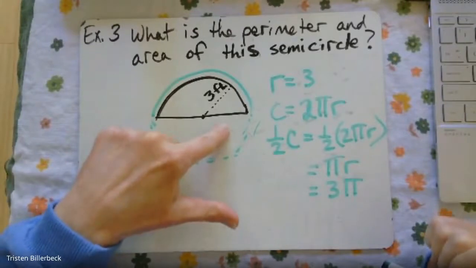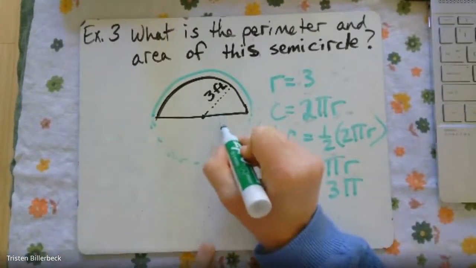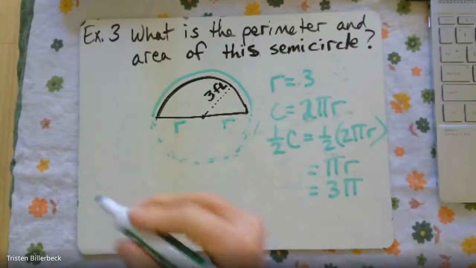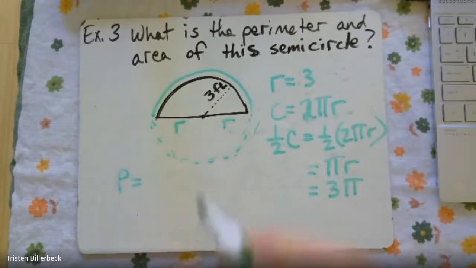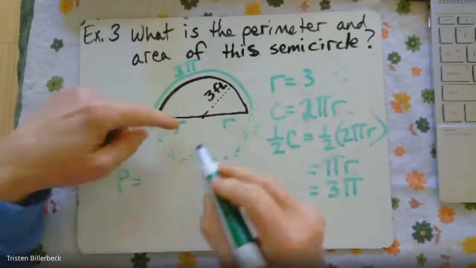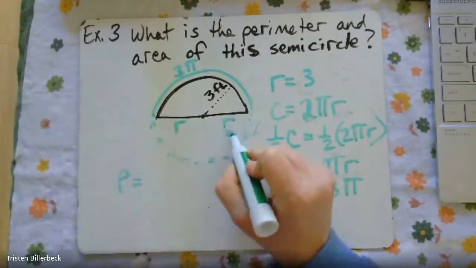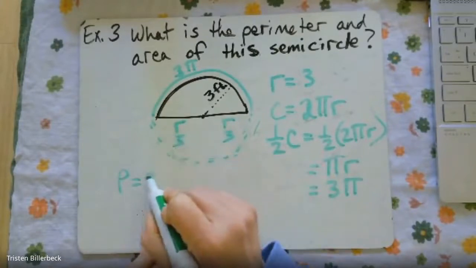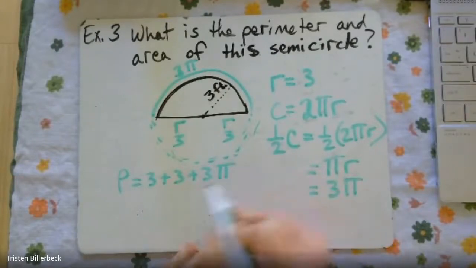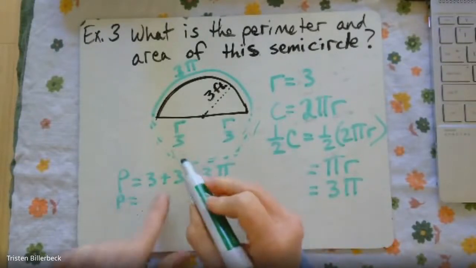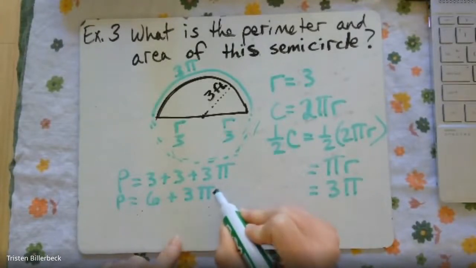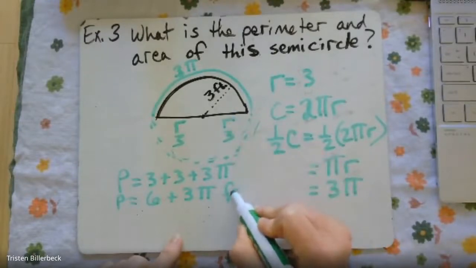And we also know what this is, because this is also the radius. And this is also the radius. So now we could say the perimeter equals, since we found out this is 3 pi up here, we can say this is 3, because we know that's 3 and that's 3. So we have 3 plus 3 plus 3 pi. So the perimeter equals 6 plus 3 pi. And then we're using feet, so we'd say feet.